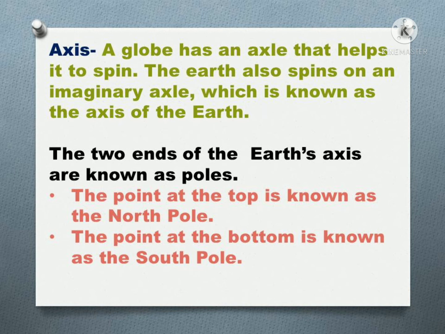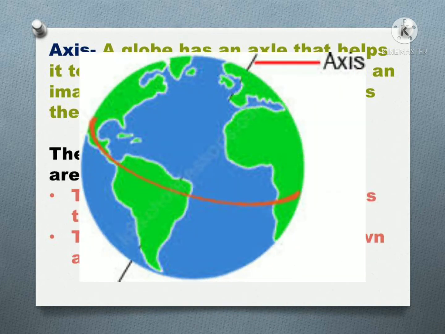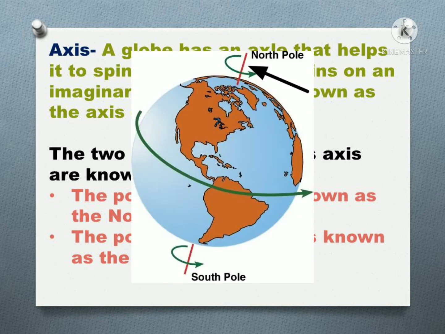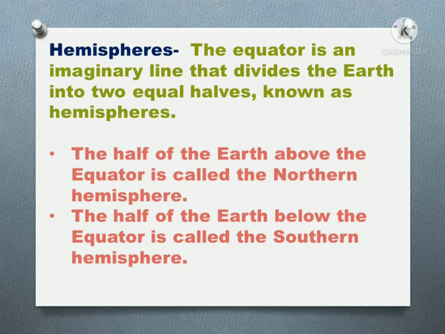In the same way, the earth also spins on an imaginary axle which is known as the axis of the earth. इसी तरह अर्थ भी अपने एक्सिल पे स्पिन करती है, बट दैट एक्सिल इज़ इमेजनरी, it does not exist, and that imaginary axle is known as the axis of the earth. The two ends of the earth's axis are known as poles. The point at the top is known as the North Pole and the point at the bottom is known as the South Pole. Next we will read about hemispheres.